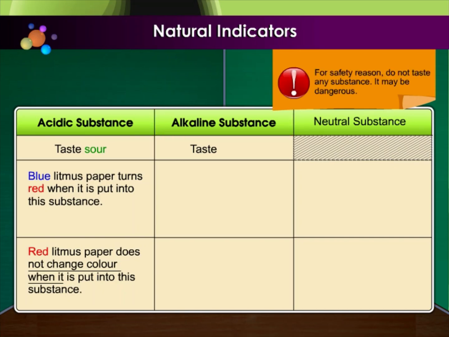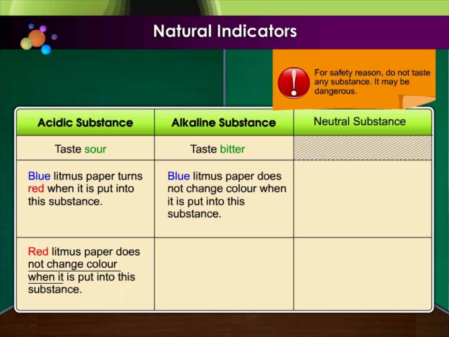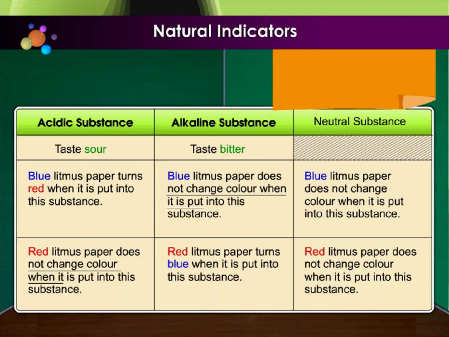Alkaline substances usually taste bitter. Blue litmus paper does not change color when it is put into this substance. Red litmus paper turns blue when it is put into this substance. Blue litmus paper does not change color when it is put into this substance. Red litmus paper does not change color when it is put into this substance.